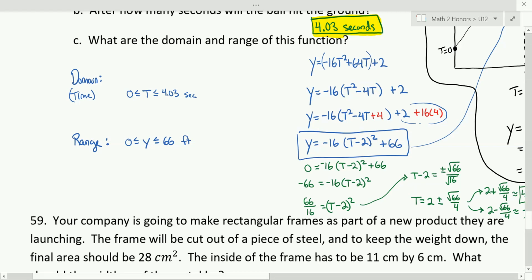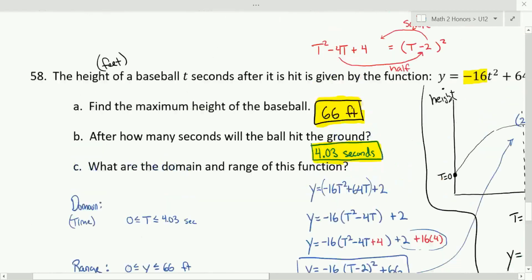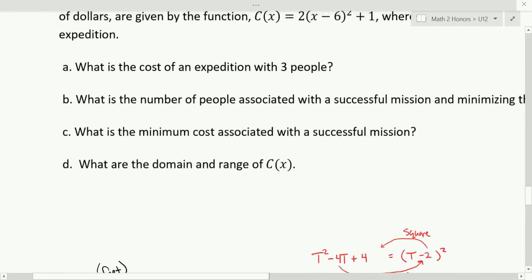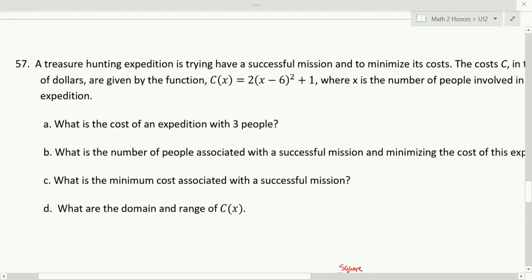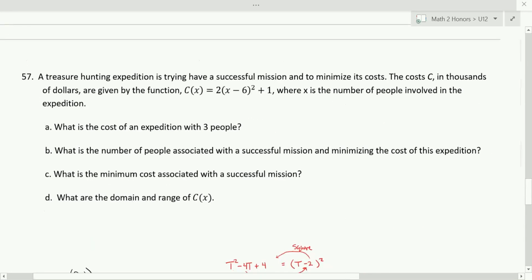All right, we've done 2 problems together. I promised you 3, so we're going to do one more with 57. So 57, you have a treasure hunting expedition. I wonder what kind of treasure they're hunting. Okay, and they're trying to have a successful mission and to minimize their cost.